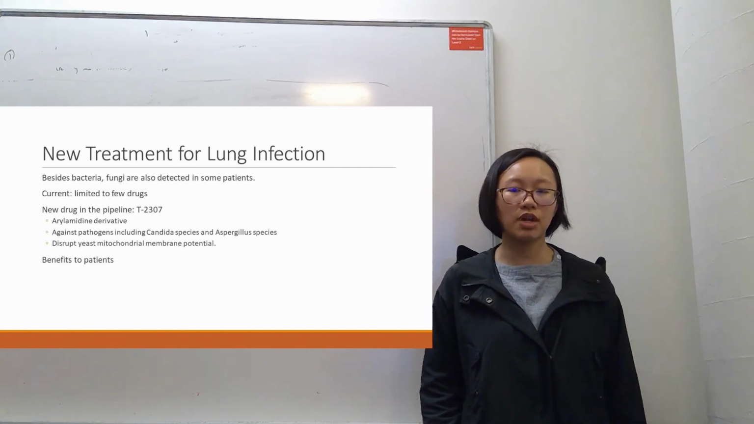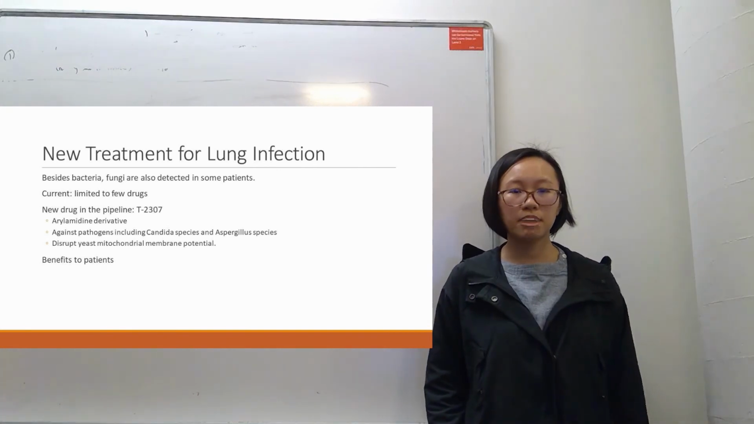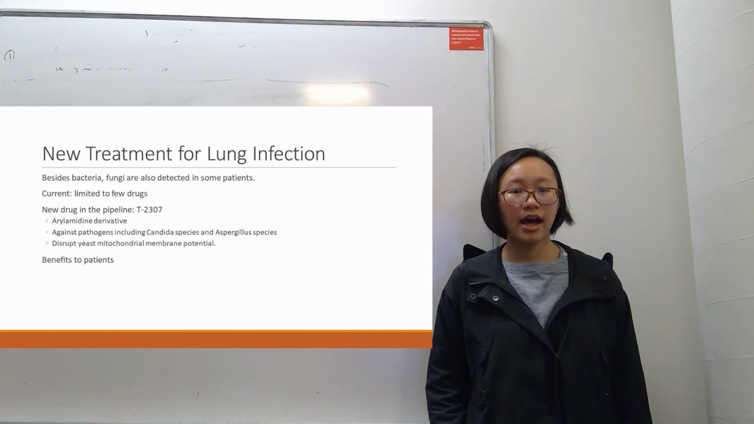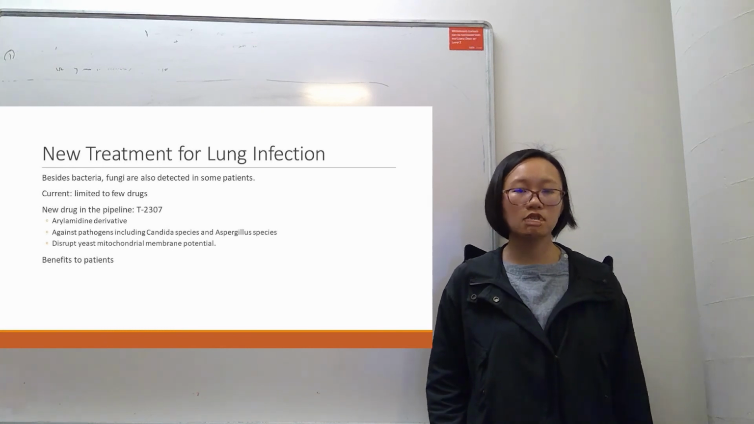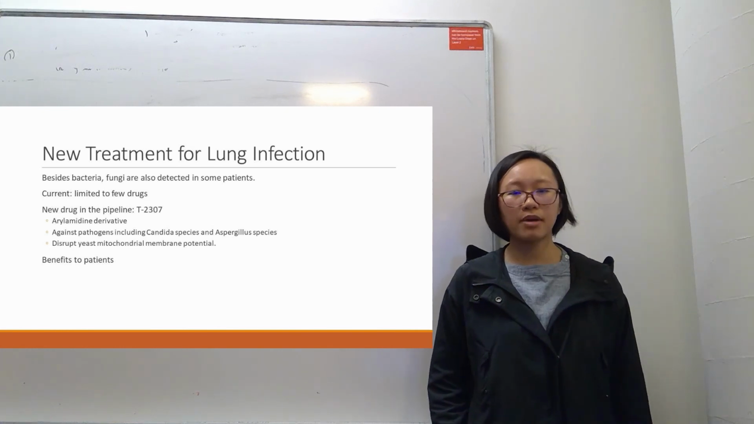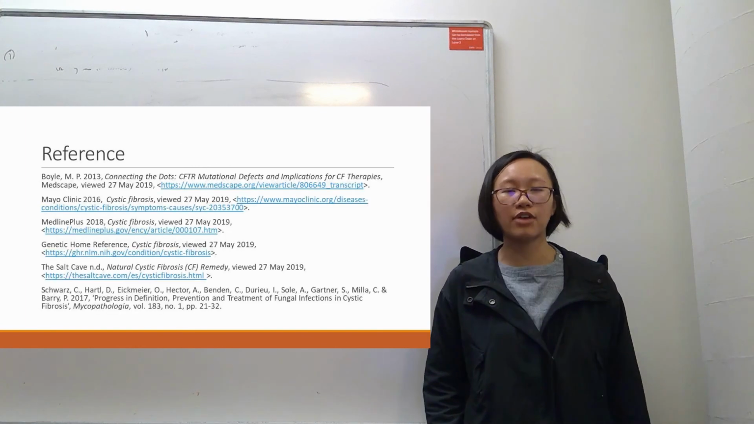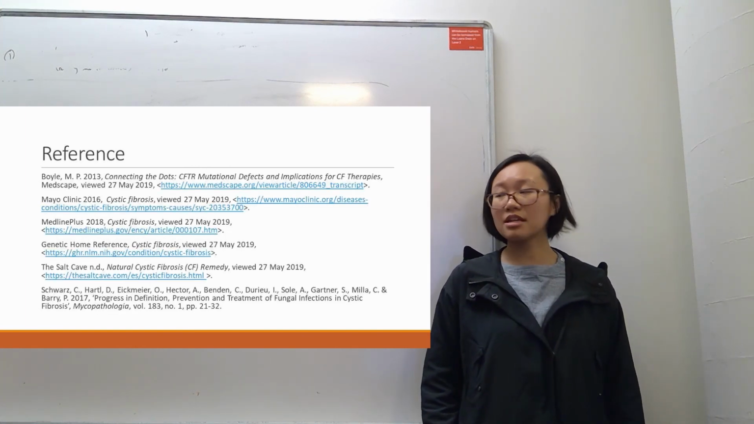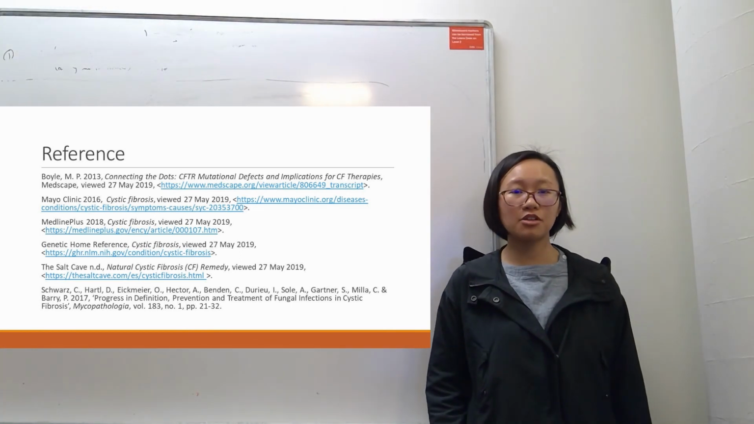T2307 can selectively disrupt the yeast mitochondrial function, and it was also demonstrated that the fungal mitochondria is an attractive antifungal target. So how will this benefit the patients? New drugs like this potentially benefit CF patients, to prevent this type of infection or treat patients who are suffering from fungal infection. Here is the reference of my presentation.